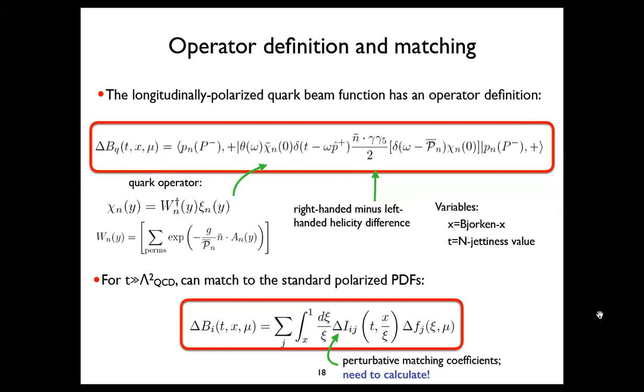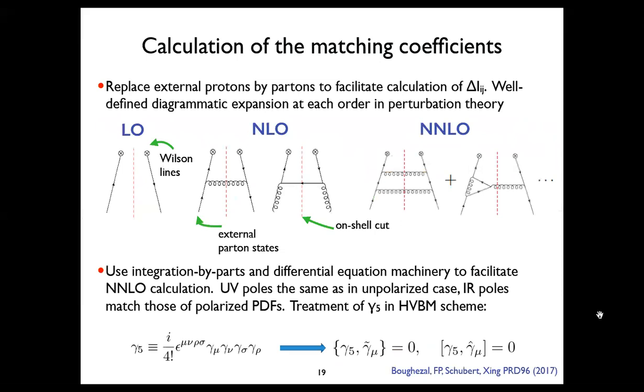That's denoted by T in this form, and that probe is the small light cone component. This is a non-perturbative object, but if the N-jettiness value T is much larger than Lambda QCD, you can match this to the standard polarized PDFs as shown on the bottom of this slide. And so what you need to calculate are these perturbative matching coefficients. And again, let me just very briefly show the calculation. I won't go into detail. There are diagrams that you can draw. They have a very simple interpretation in terms of the operator definition shown in the previous slide.